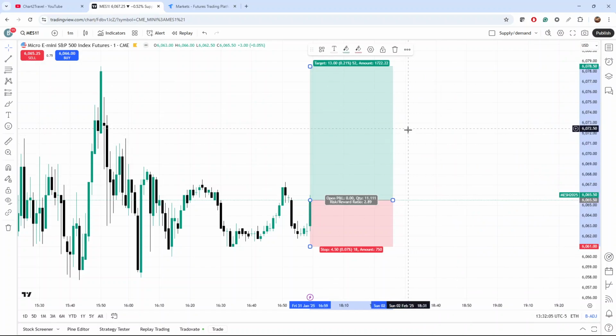Purely just an example, but I hope that clarified how we can measure moves on a chart when it comes to futures. Forex has pips, stocks have shares, and in futures we have ticks and points. So hopefully that cleared it up and makes it easier to determine how much you're going to be risking on each trade.